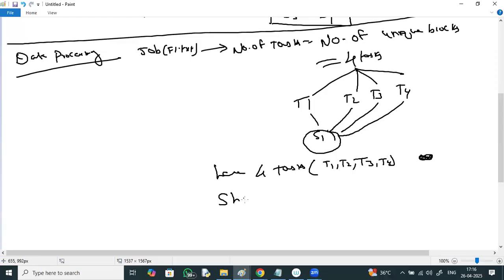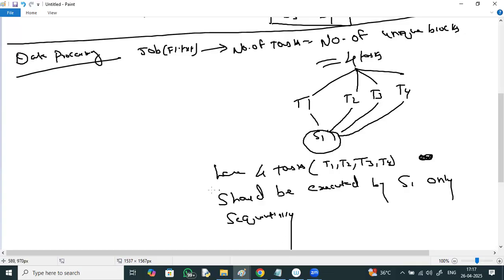The 4 tasks should be executed by a single slave. Here 4 tasks T1 to T4 should be executed by S1 only, sequentially, one after the other, right? If each task takes 1 hour, the total time taken is 4 hours to execute.